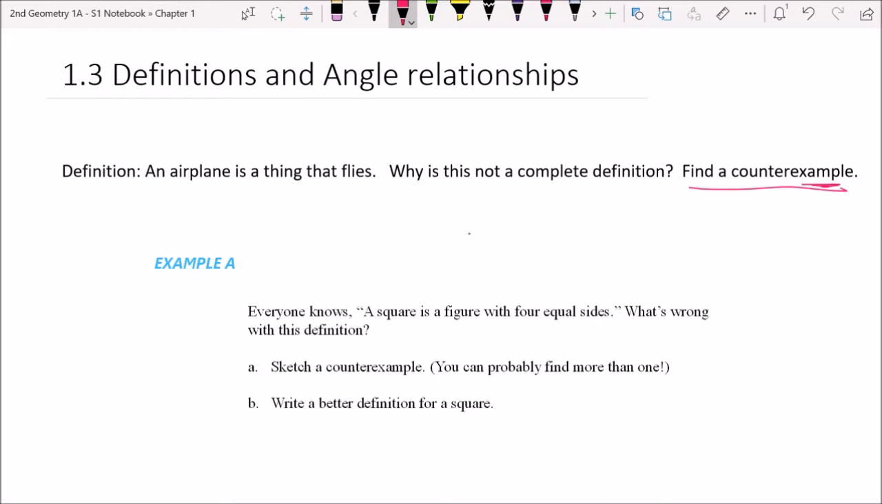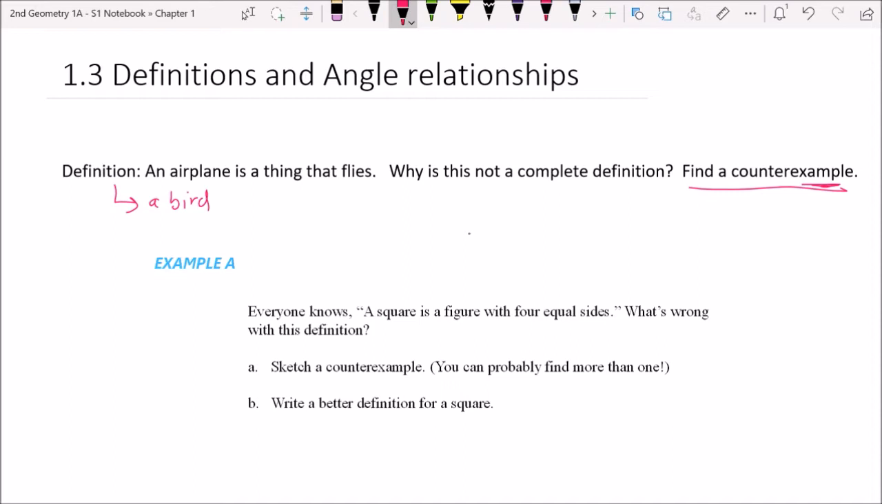So an airplane is a thing that flies, and we're going to say, can I think of anything that would not fit this definition? An airplane is a thing that flies. How about a bird is a thing? Because birds also fly.